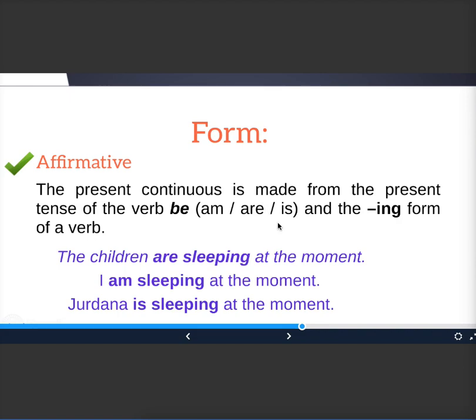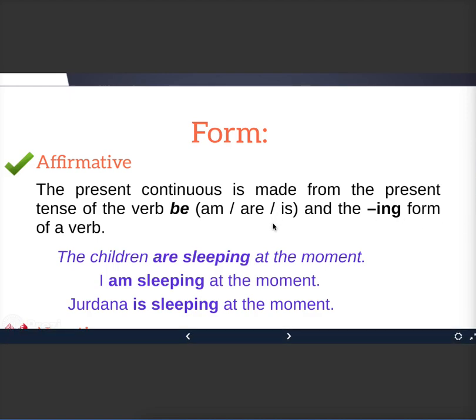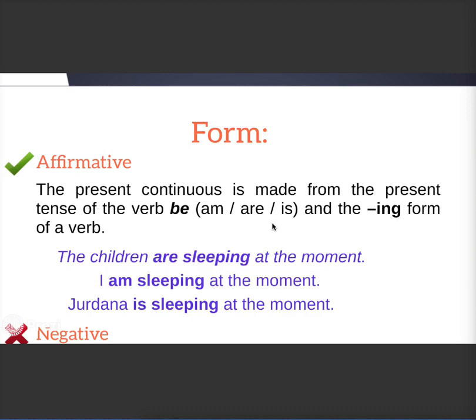So let's check this really fast. I goes with what? With am, are, or is? I am. She is. We are. It is. Okay, they are. Very good. So guys, don't forget when to use am, when to use are, when to use is.